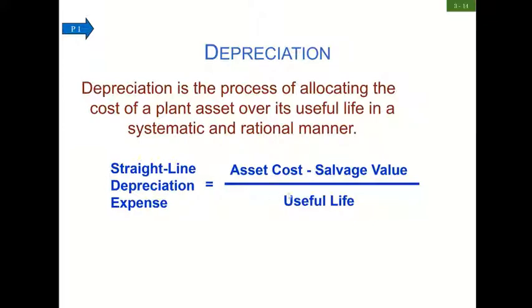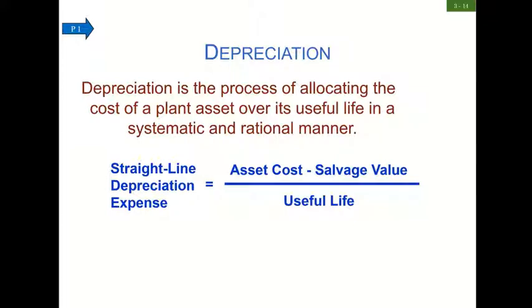So the simple methods, there are several methods here to work out the depreciation, but the simple method is mainly called the straight line method. And according to the straight line method, we will work out the depreciation expense using this equation. So we have asset cost minus salvage value. Salvage value here is mainly the selling value of the asset at the end of its useful life, and this is over the useful life, which is the estimated useful life.